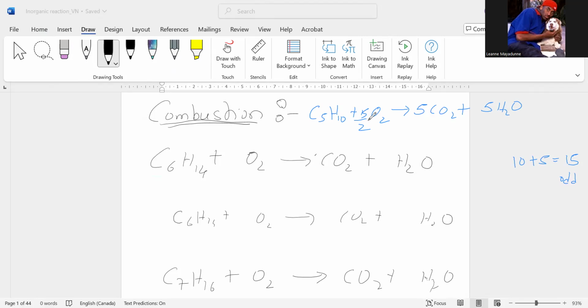So probably I might have told you this: this is an odd and this is an even number, and this is an odd number, right? So we'll focus only on the oxygens, whether that is an odd or even number.